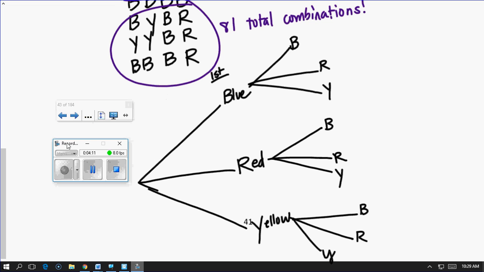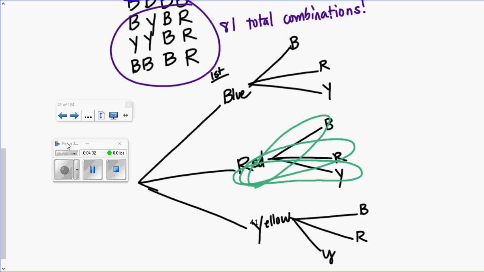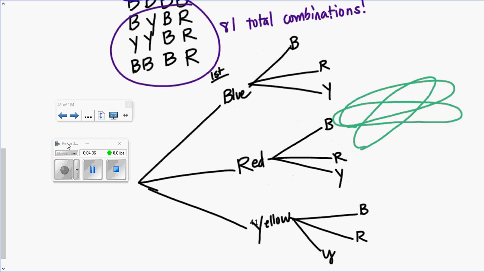So far, what it's saying is the first day could be blue and the second day could be blue. Or the first day could be blue and the second day could be red. Or if the first day is blue, the second day could be yellow. So far, that's only after 2 days. We have that same mentality when we go down here and talk about red. You could have red first and then blue. You could have red first and then red again. You could have red first and then yellow.